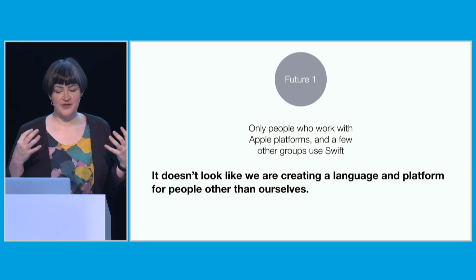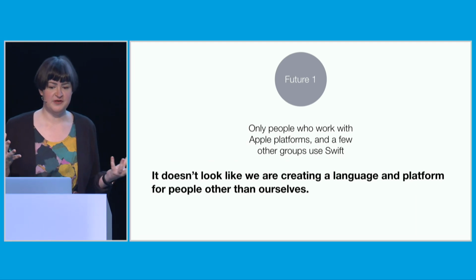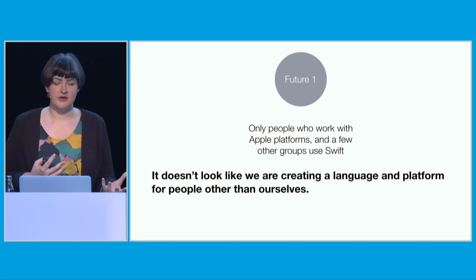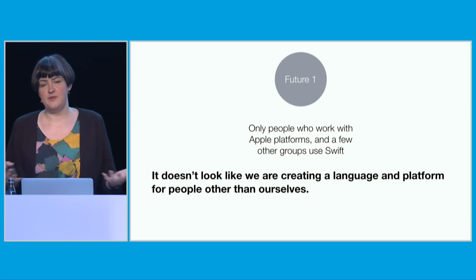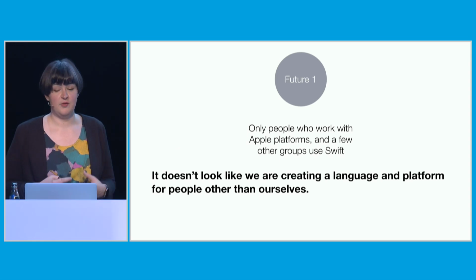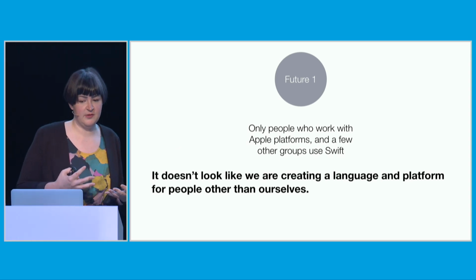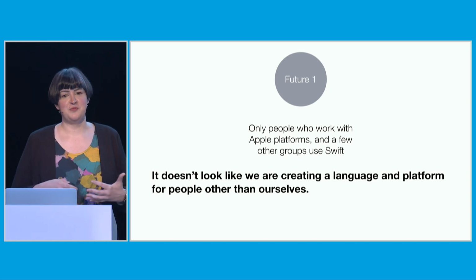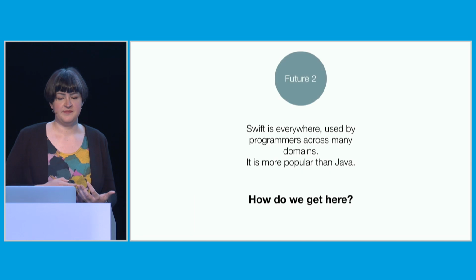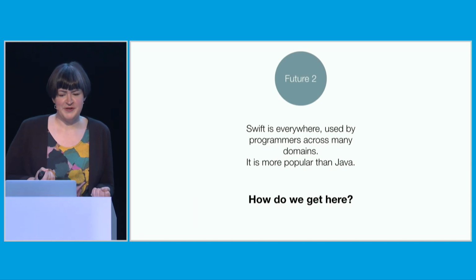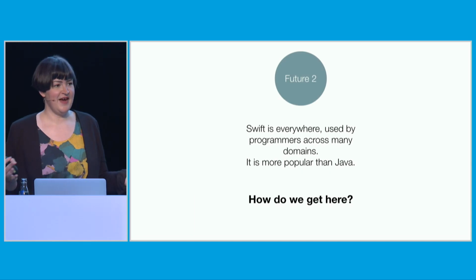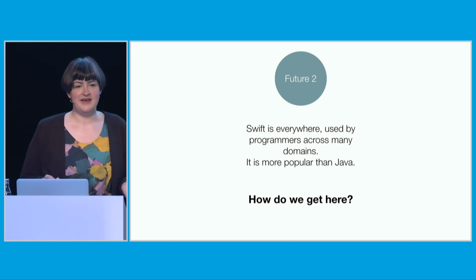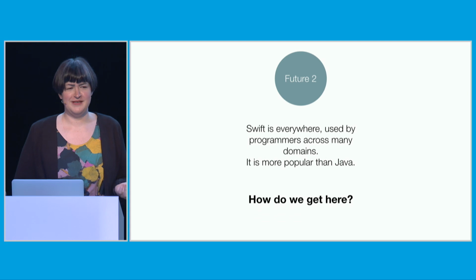So really, if we look at this first future, if we keep going this way, it doesn't look like we're creating a language or a platform for people other than ourselves. We won't have this diversity that we need to have a good future. We won't be actively bringing new people in. So future two, this everybody using it everywhere, it being the most popular language in the world, how do we get there? What do we need to do?